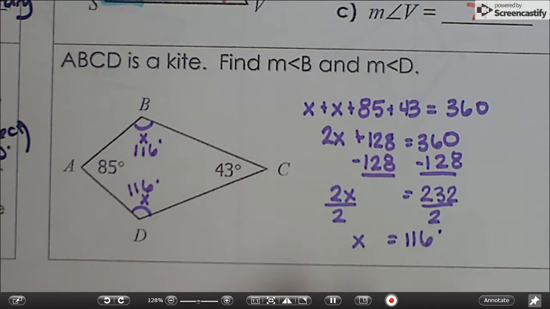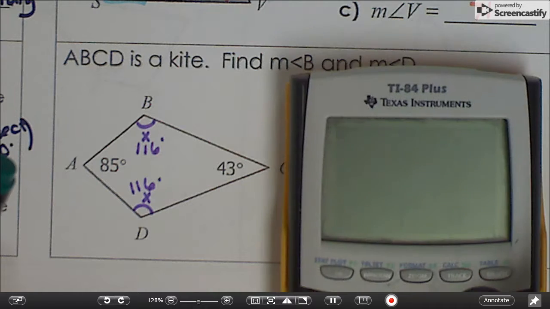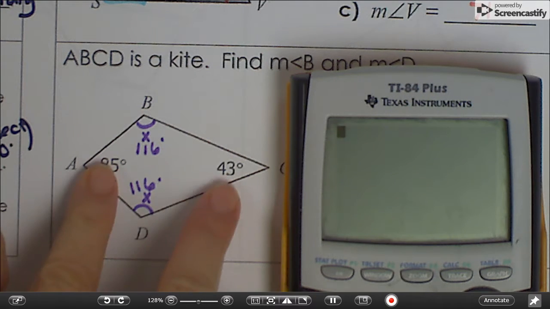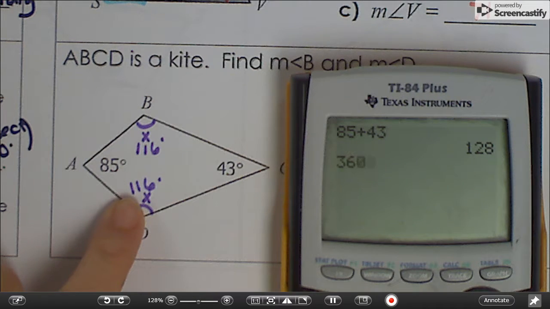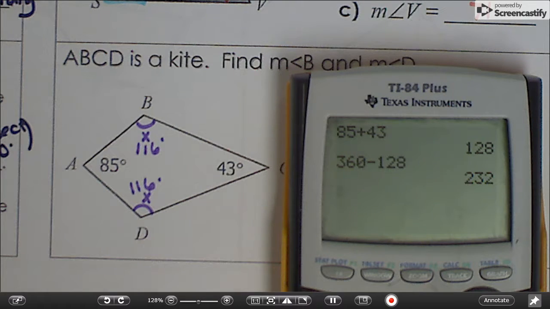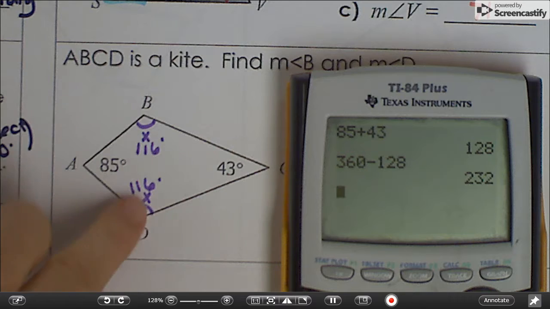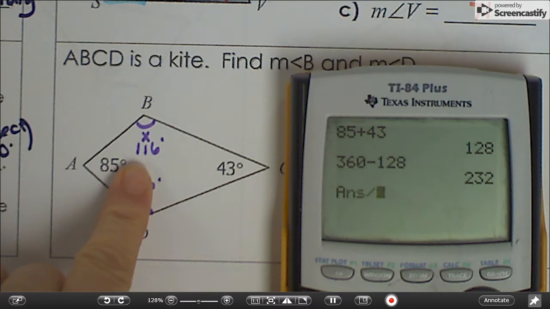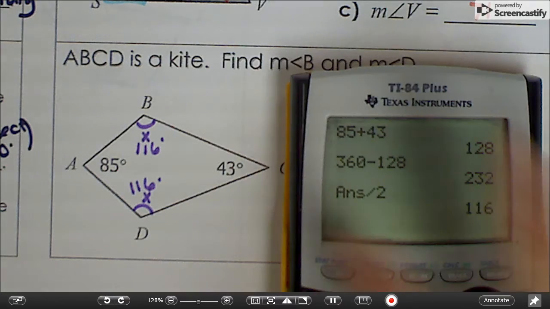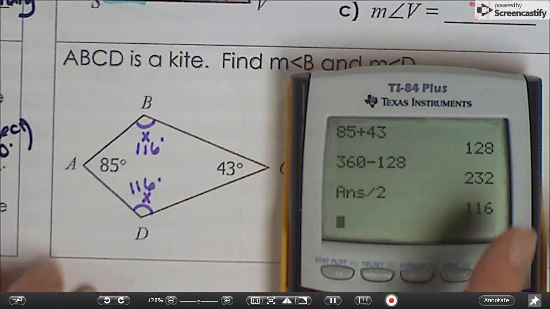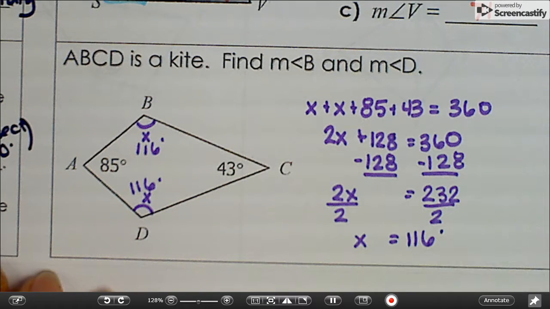What I think most of you would do, probably, is take your calculator and add these together. 85 plus 43. That's 128. Then you would take 360, the total number of degrees in a quadrilateral, and subtract 128, which is 232. That's the amount of degrees left, but since they're congruent, we can divide that by 2, and that gives us 116. I imagine most of you would go about it this way, but just so you can see how it would look longhand, it would look like that.